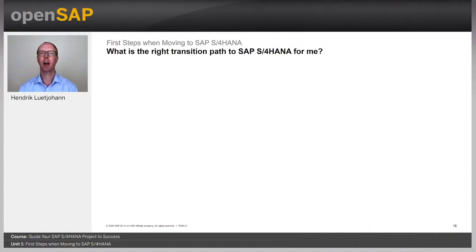What is the right transition path to SAP S4HANA for me is a fundamental question for existing SAP ERP customers. It defines the approach a customer should follow to best meet their business requirements. A greenfield or new implementation, brownfield, system conversion, or a system landscape transformation, using aspects from greenfield and brownfield. I'll introduce the 5 key dimensions which should be evaluated to decide on the path to best meet specific business needs. My colleague Gilbert will look at the pros and cons for a greenfield or brownfield approach in Unit 6.